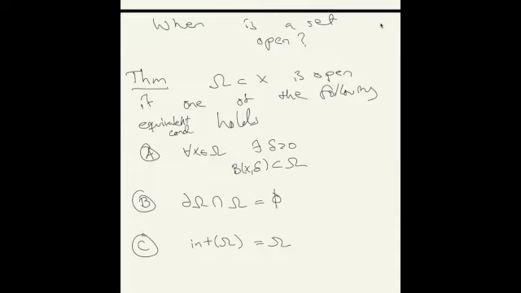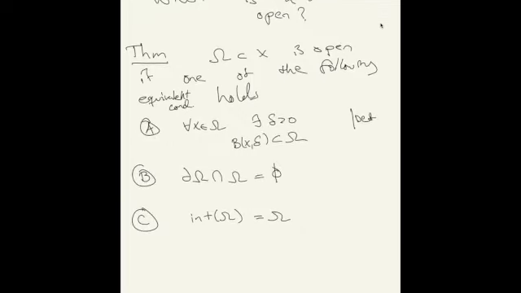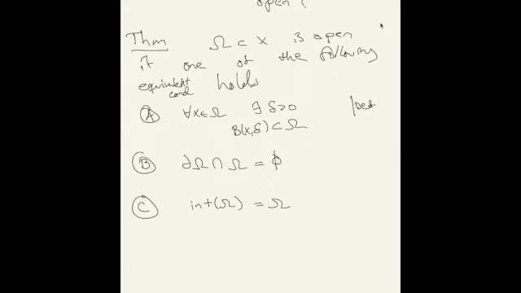So A, for every x, there exists delta, such that the ball B(x, delta) is contained in omega. This is the definition that we have used. B, omega intersected with its boundary is empty. This is often used in calculus and other classes to define openness. And C, that the interior of omega is equal to omega. So these are all slightly different statements, but they are all actually saying the same thing in different ways.